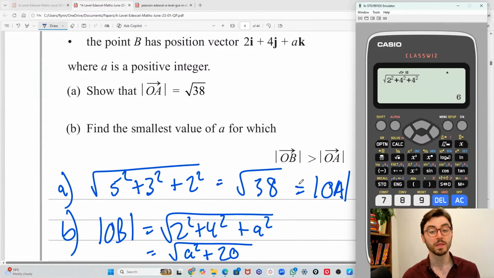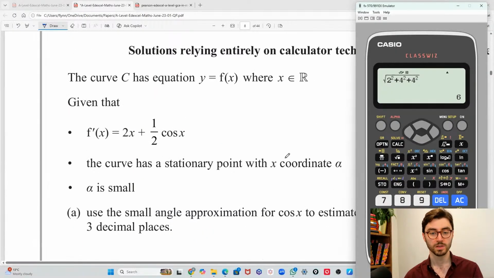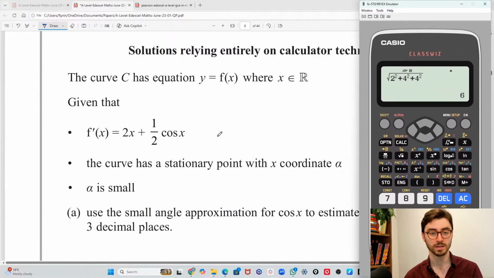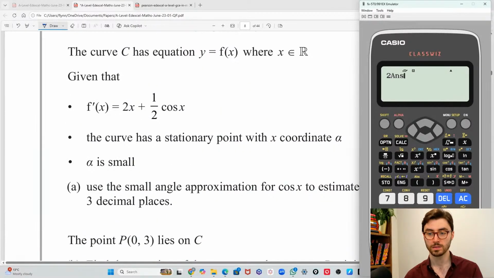Like, I know, and that would be root 36, which is less. So given that A is a positive integer, yes, the minimum is 5. Good, that is checked. Question 3, marked safe. Use the small angle approximation to estimate the value of theta to 3 decimal places. What I'm going to do is plug that in. So I'm going to plug in minus 0.243 equals. I'm going to check that my thing is in radians. And then I'm going to say 2 answer plus a half cos answer close bracket is something very close to 0. So that seems good to me.